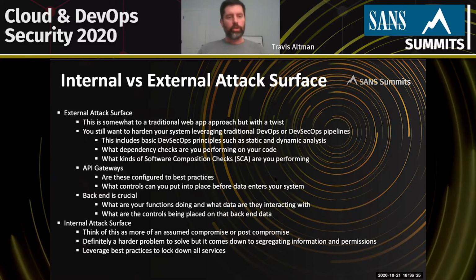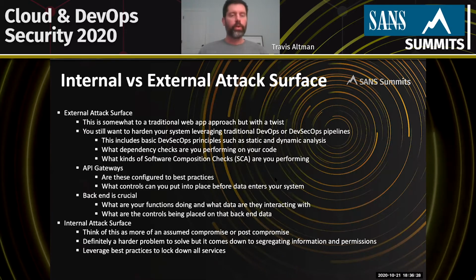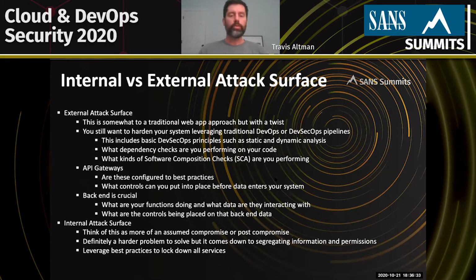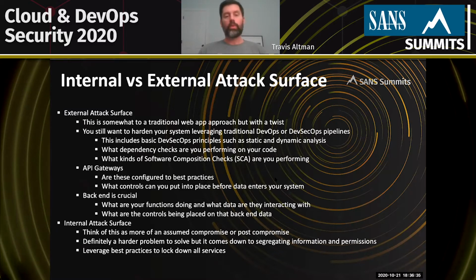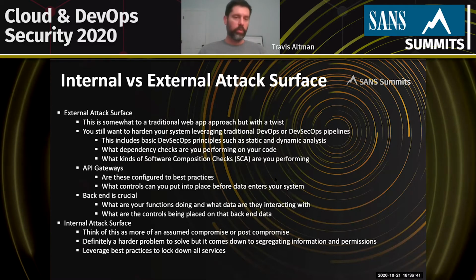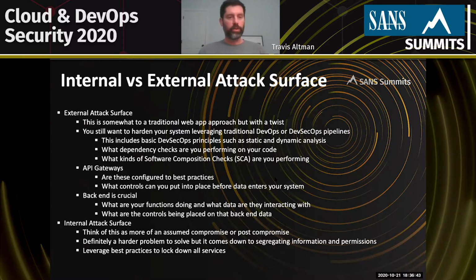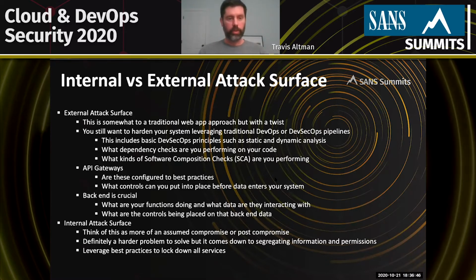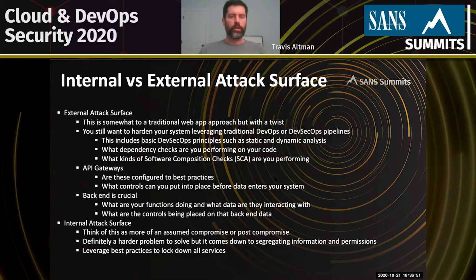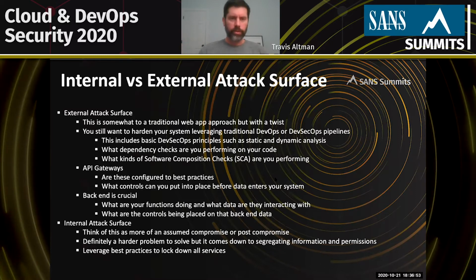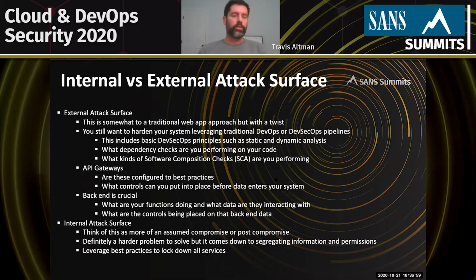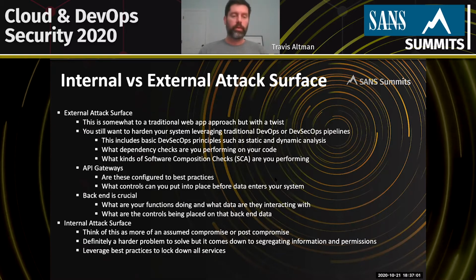As Matt kind of mentioned, you'll still want to harden your systems through your traditional DevSecOps pipelines. So you're still going to want to run it through, say, a static code analysis. You may want to run it through some type of dynamic analysis. You want to say, hey, what dependencies am I pulling in? And are there any vulnerabilities associated with that? Think of your traditional JavaScript and whatnot. Also, what kinds of SCA do you have? Your software composition checks. Are you pulling in some open source libraries? Are you pulling in any vulnerabilities associated with those? So those are still things you'll want to consider, whether it's a traditional web app or it's serverless.